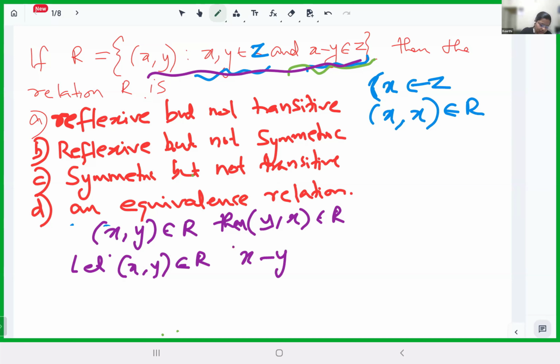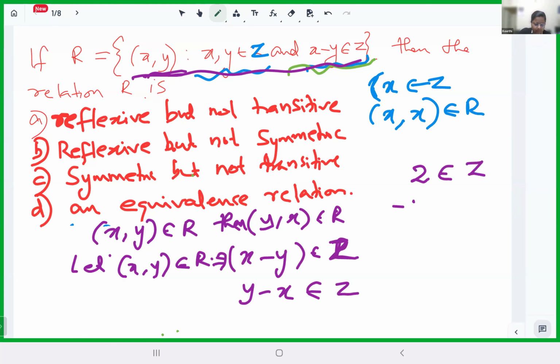Right. So they are given that if ordered pair (X, Y) belongs to R, then X minus Y is an integer. So (X, Y) belongs to R, then X minus Y belongs to Z. What can you say about Y minus X? Y minus X also belongs to the set of integers. For example, if 2 belongs to Z, then minus 2 also belongs to Z.